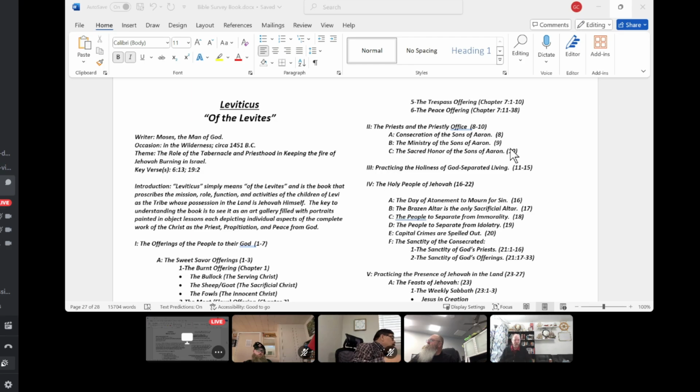Now, let's see if we can tie together Leviticus 9:24 with what we read earlier in Leviticus 6:13, one of the theme verses for Leviticus, and tell me if you can see why the fire was never allowed to go out on the altar in the courtyard. Why would the fire never be allowed to go out? Leviticus chapter 6, verse 13. The fire shall ever be burning upon the altar, it shall never go out.